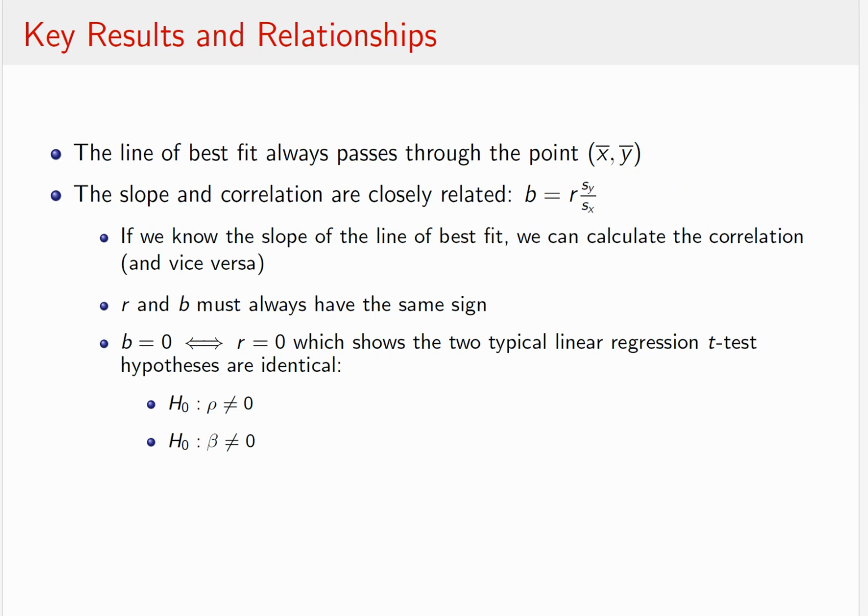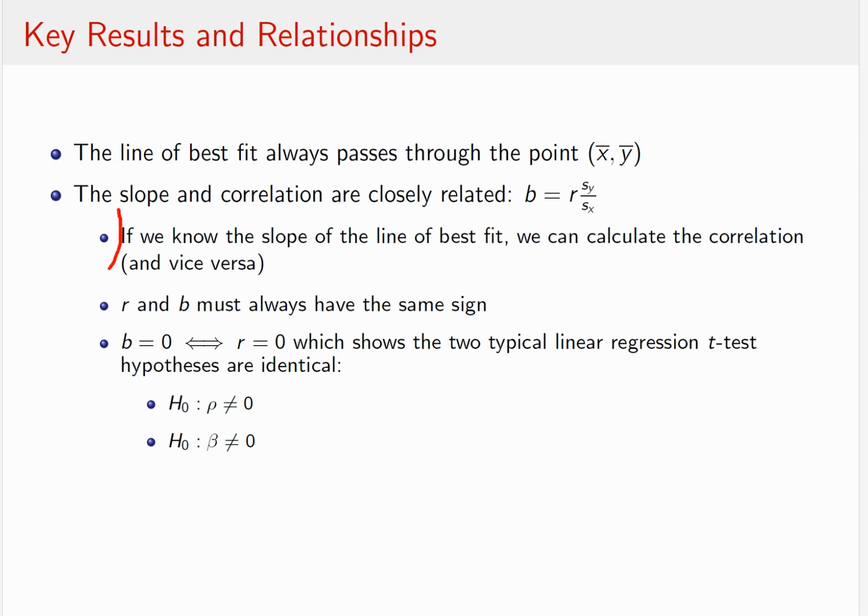Okay, and we know that the correlation and slope are related very closely. Why? S sub y and S sub x are both standard deviations which are positive or 0. 0 doesn't make much sense, but they're positive or 0. So what does that mean? That means if the slope of the line of best fit is increasing, then R is positive. And if the slope of the line of best fit is decreasing, then R is negative, right? So if the slope of the line of best fit is positive, we have a positive correlation. And if the slope is negative, we have a negative correlation.